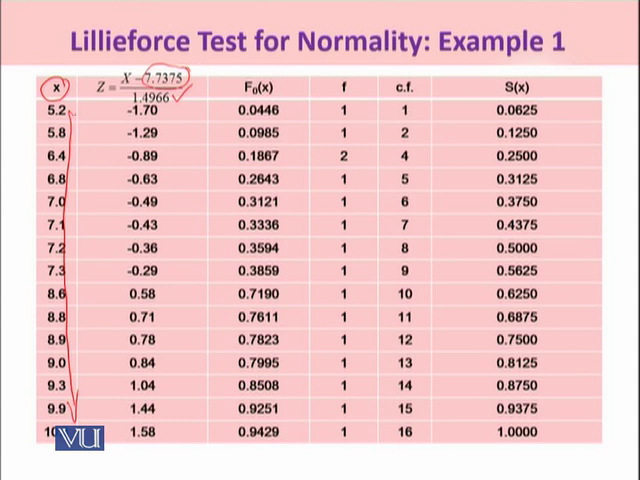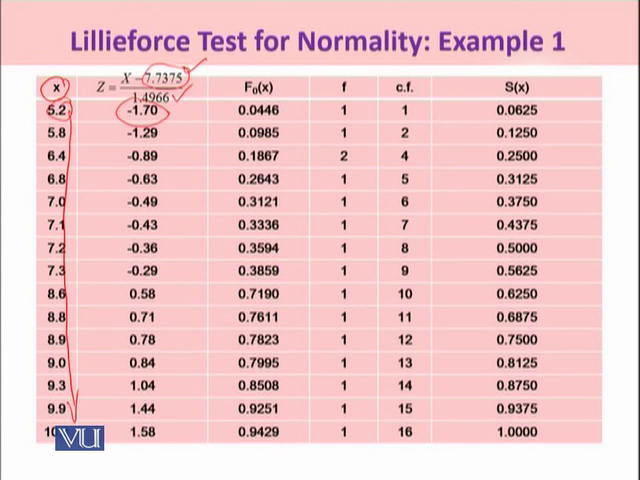So when you put in the first value, 5.2 minus 7.7375 divided by 1.4966, it will give you the value as minus 1.70. So students, as you know, in the standard normal distribution, minus 1.70 is the same as 1.70 due to the symmetry of the distribution, because the values are equidistant from the mean.